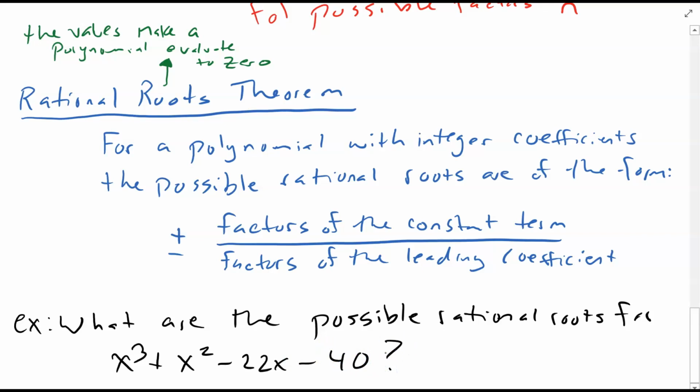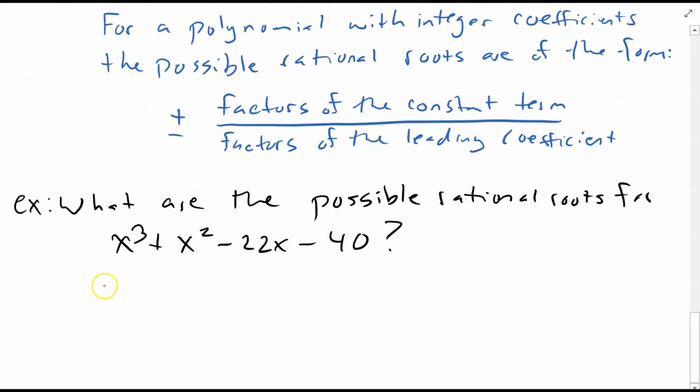So let's do an example here to illustrate how we can use this theorem. We're just going to ask, what are the possible rational roots for this polynomial we just looked at a moment ago, x cubed plus x squared minus 22x minus 40. So the first thing I want to do is identify the constant term. What's the constant term here? -40.